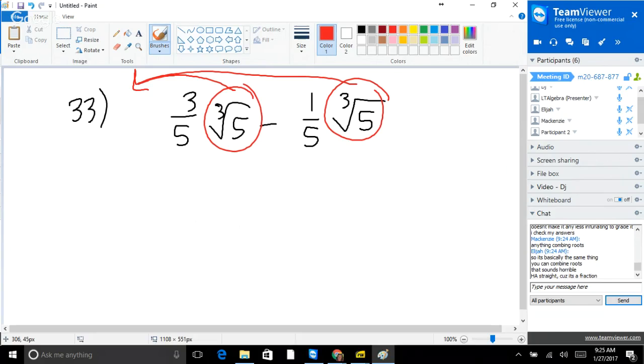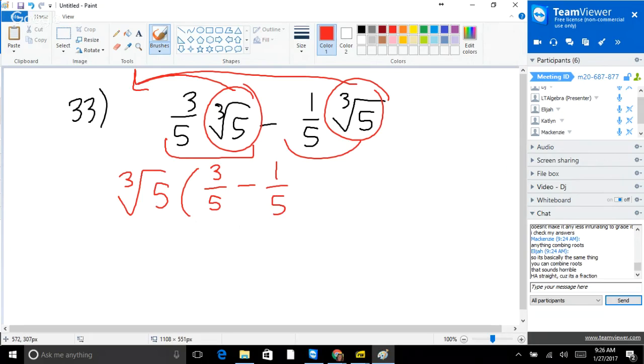It's like reverse distributive property, my favorite property, right? And we could rewrite this as cube root of 5, right? Because we've pulled it out of this expression. And we're left over with 3/5. All right. And in this expression, we pulled out cube root of 5 and we're left over with 1/5. And now we just need to simplify in our parentheses. So 3/5 minus 1/5 is 2/5. And then we usually write the cube root after 2/5 cube root of 5. Okay, so that's how we could do number 33.